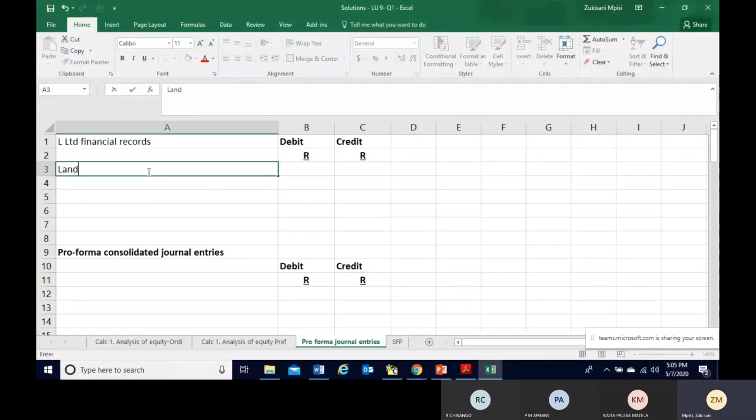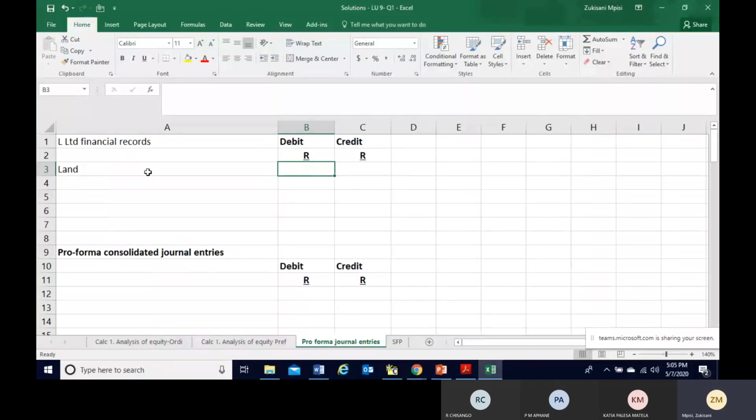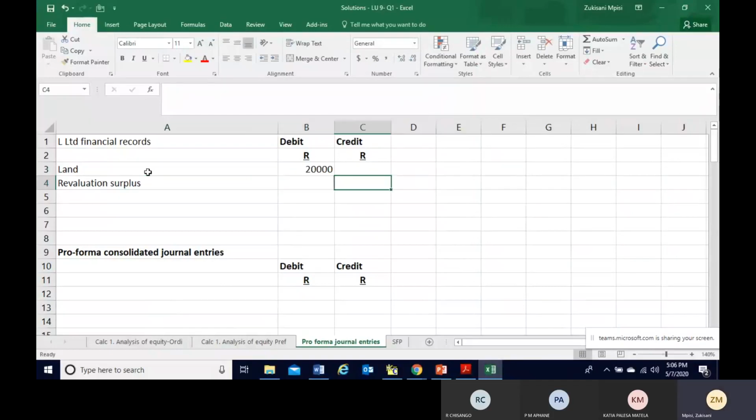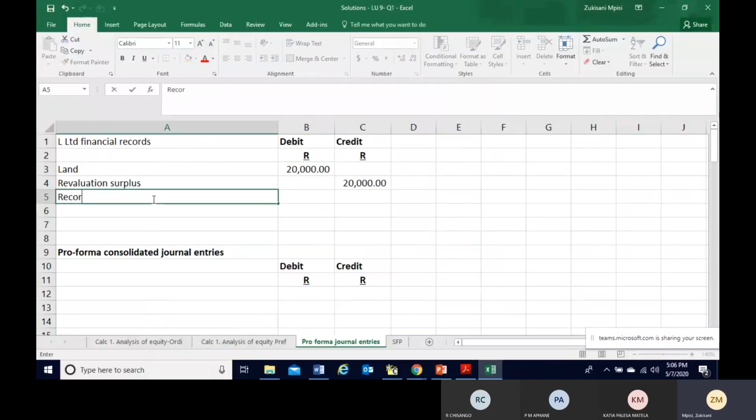for valuations, we would have had land increasing by 20,000, and then would have had revaluation surplus as well at 20,000. And this is mainly to account for the revaluation. So this is to record revaluation of land.